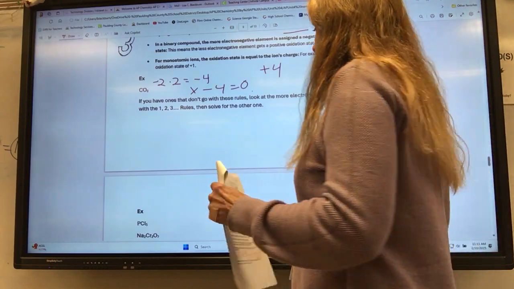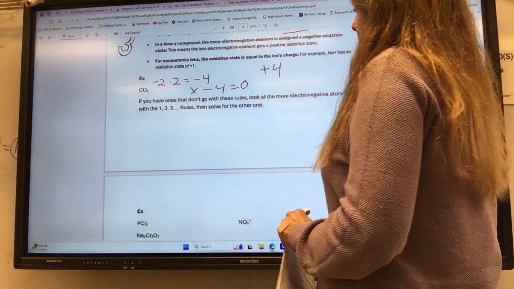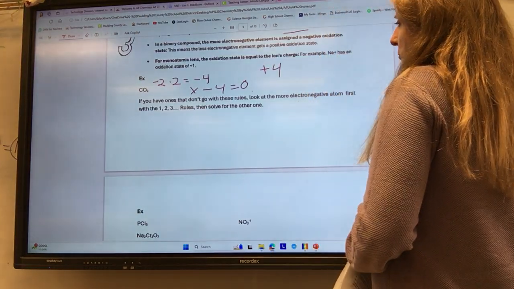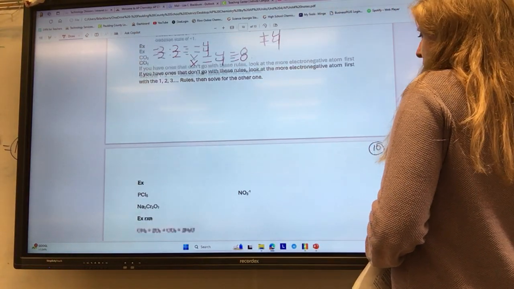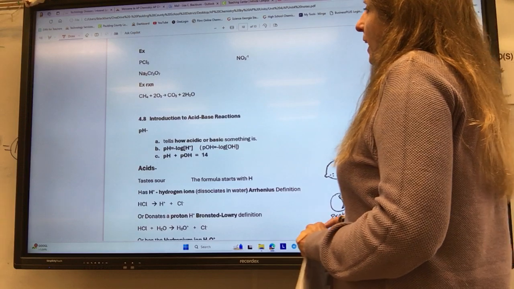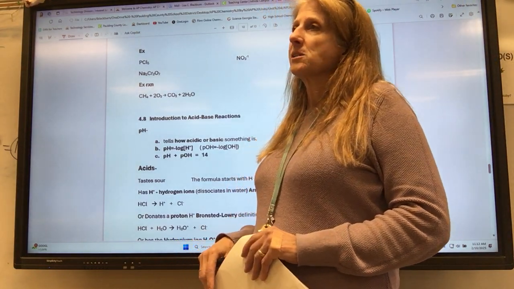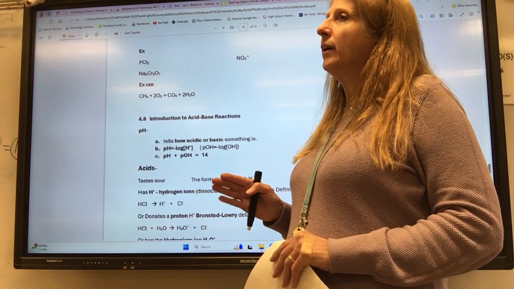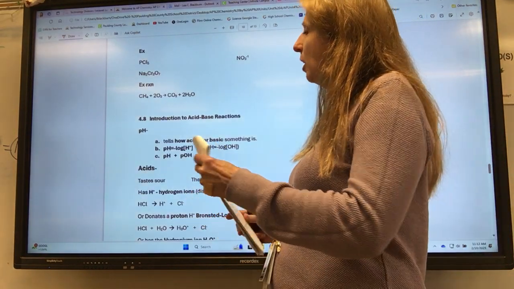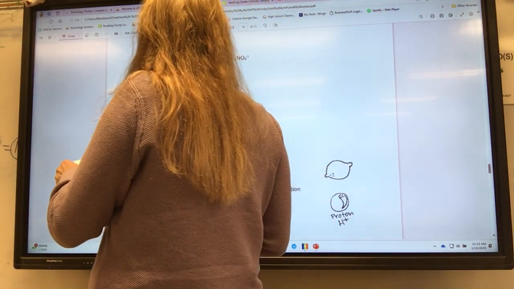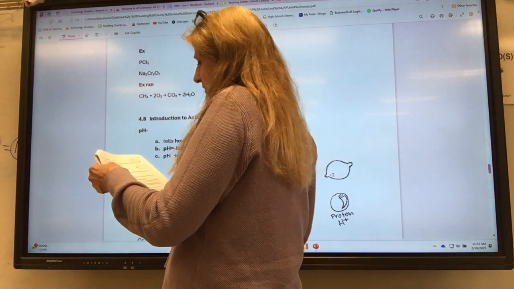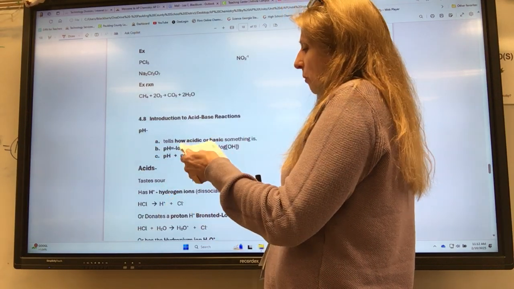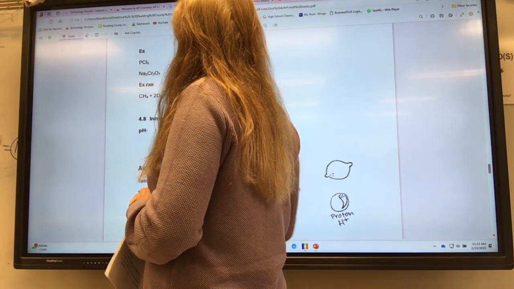Let's do some more. Let's get you good at it. If you have ones that don't follow these rules, start with the more electronegative atom using the 1, 2, 3 rules and solve for the other one. It'll make more sense in a second. Let's do another one. Okay, so P and chlorine. Of these two, chlorine is the one that had the rule about halogens usually being -1. So I have 5 of them. What is 5 times -1?